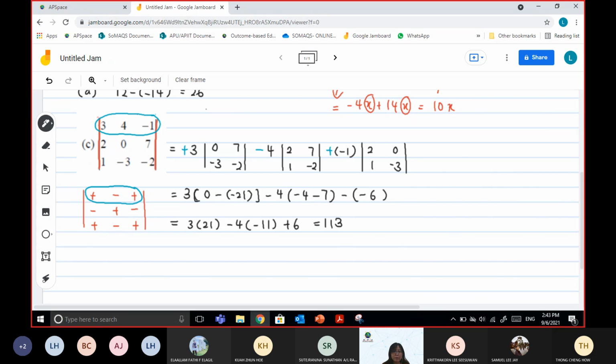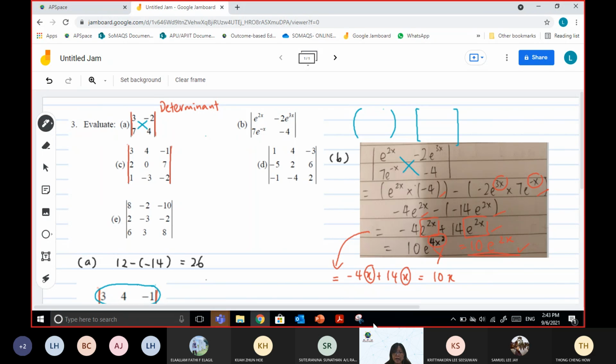Now let us have a look at the second one. So I give 113, and 113 is correct. So let's proceed to D.